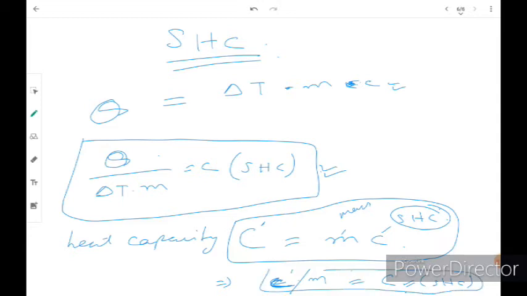Using this we are going to solve some numericals. Now students, we will be talking about the principle of mixture.